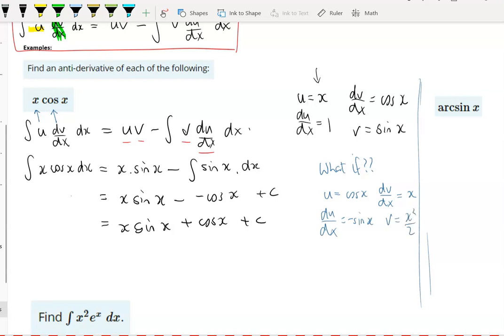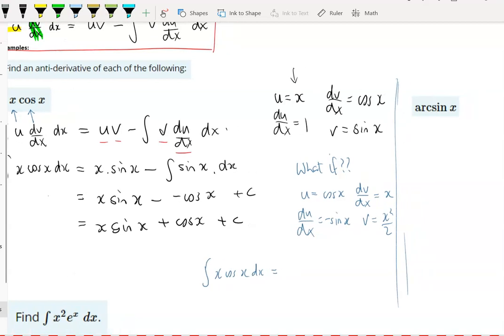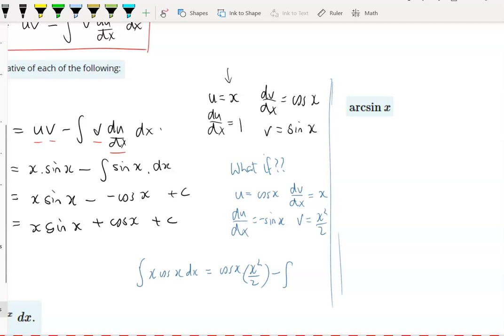Okay, so looking at my formula, and keeping in blue the what if, so the integral of x cos x dx would be equal to u times v, so it'll be u, cos x, times v, which is x squared on 2, minus the integral of v, which is x squared on 2, multiplied by du/dx, and du/dx is minus sine x. Let me just get rid of this line now. It's in the way. Integral of sine x dx. Notice what's happened here. It's not any simpler.